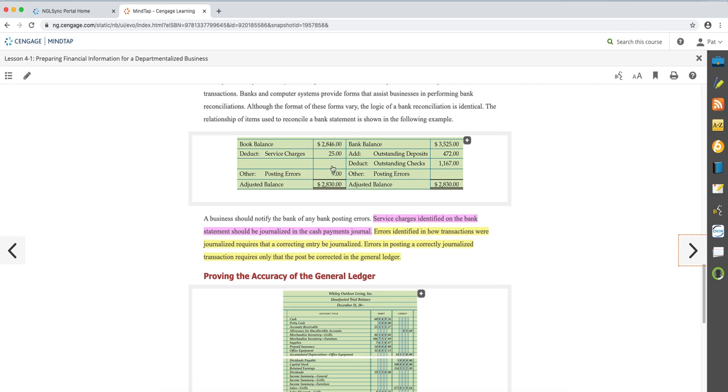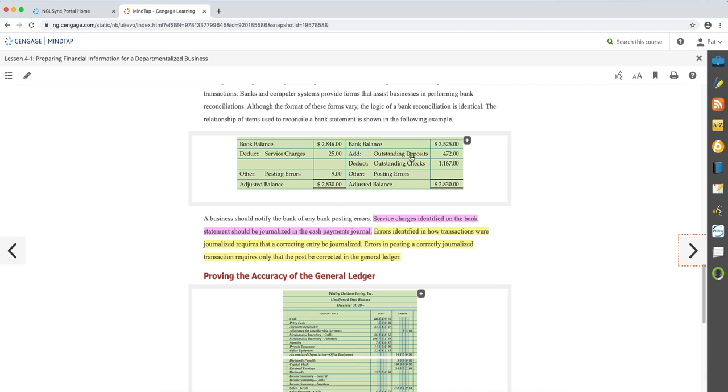So for this, we are subtracting our service charge. All right, and then any posting errors we'll make sure we correct. So that's how we have, what is that, $34 off this amount. Okay. Well, not 34. It would be, you had $25 and then you add 9.